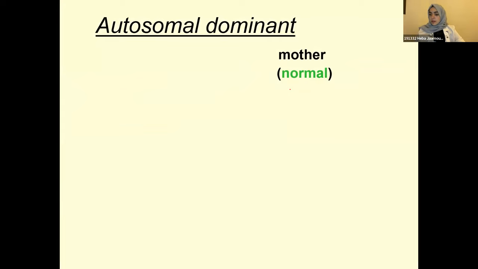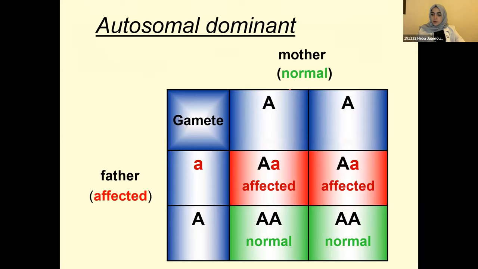So let's take an example about autosomal dominant diseases. Let's say we have a mother that is normal, perfectly healthy, and a father that is affected with a certain mutation, whatever it is, okay? So if we do this pattern, we take one allele from the mother that's normal, this is normal, and this is normal. And the father has one that is affected, the small a is affected, and this is not affected.